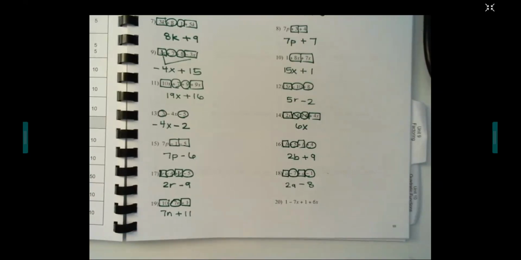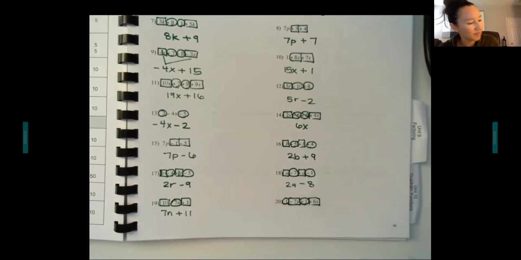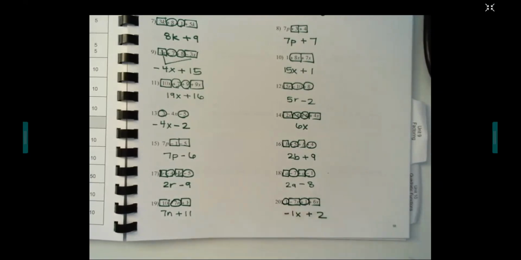And a volunteer for 20? I can do it. Thanks, Candace. So I circled 1 and 1, and then I boxed -7x and 6x. Excellent. And then I got -1x plus 2. Very good. Thank you, Candace.